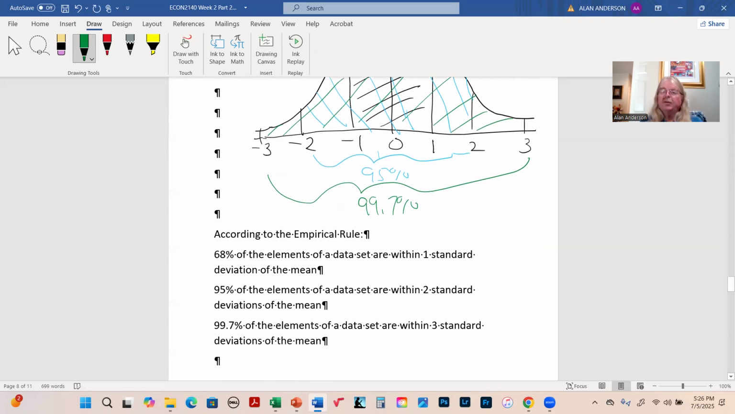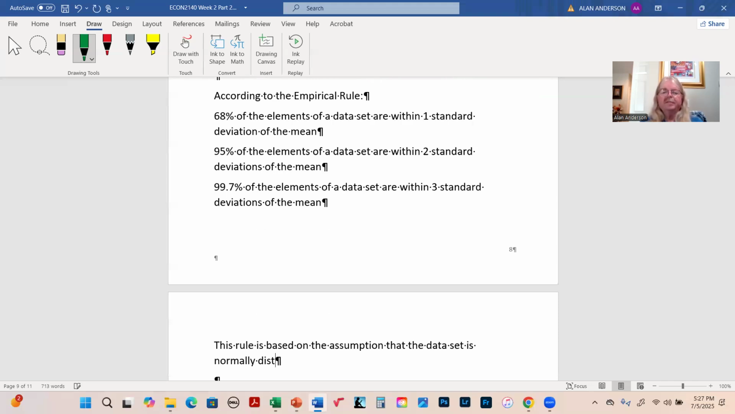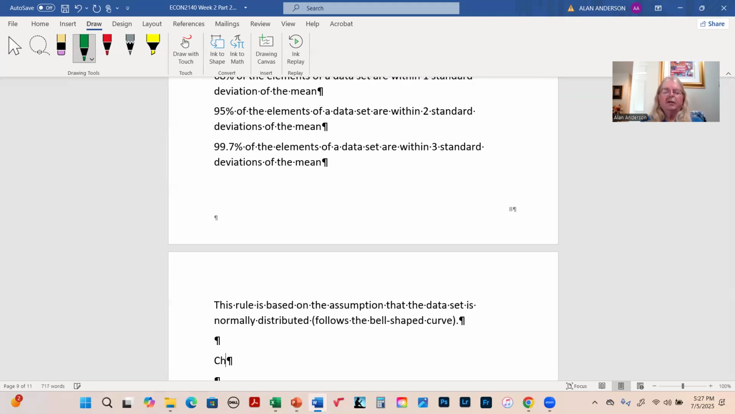Now this is the difference between this and Chebyshev. This rule is based on the assumption that the data set is normally distributed, meaning it follows the bell-shaped curve. Chebyshev's inequality theorem is not based on any assumptions. So if we know that our data are normal, we can use this rule. But if we don't, we can always use Chebyshev.